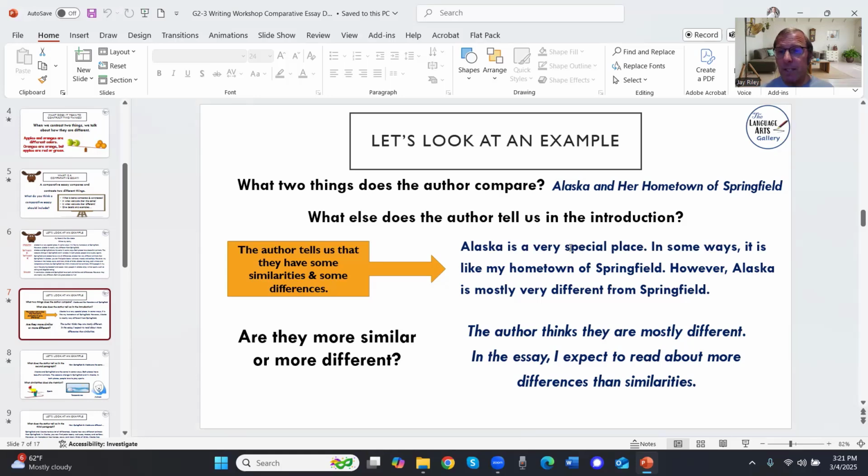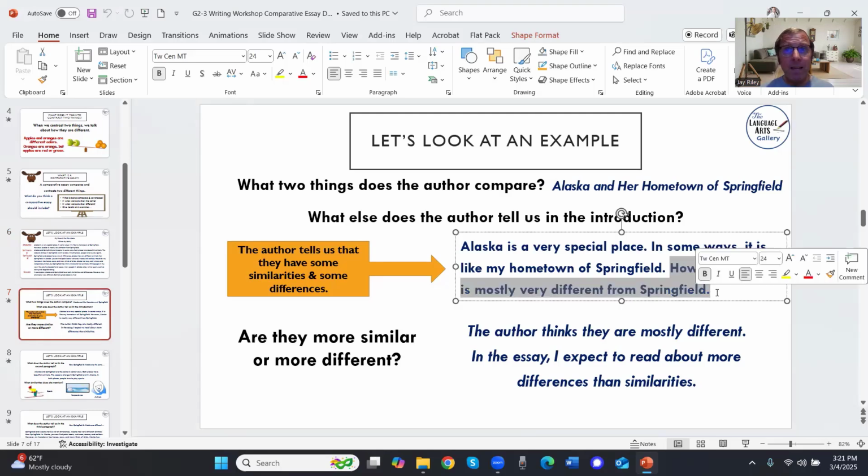Alaska is a very special place. In some ways, it is like my hometown of Springfield. However, Alaska is mostly very different from Springfield. So I can see the author's thesis statement right here. That's what they're arguing in this essay. And it's important, I think, for students at all levels to realize that comparative writing does have a thesis.